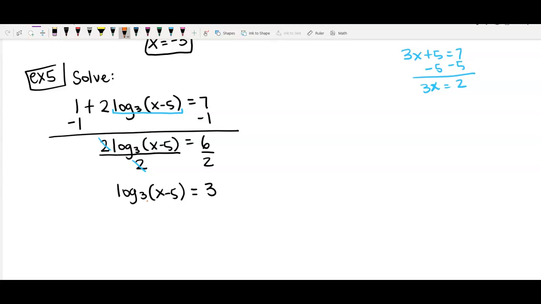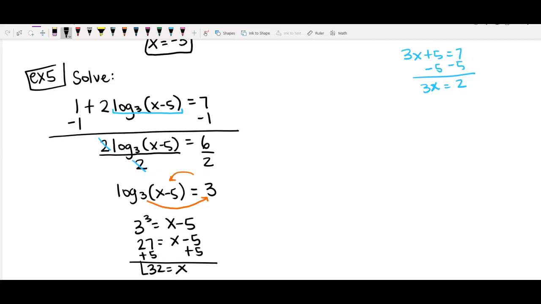Right? 'Cause I'm not sure if everybody got that. So if we have 3 to the third power equals x minus 5. So 3 to the third equals x minus 5. 3 to the third is 27 equals x minus 5. So we need to add the 5 over, which gives us 32. Okay. So that's all there was to that one.